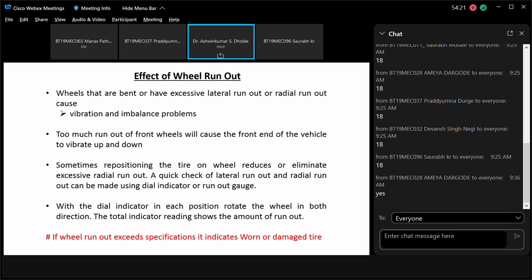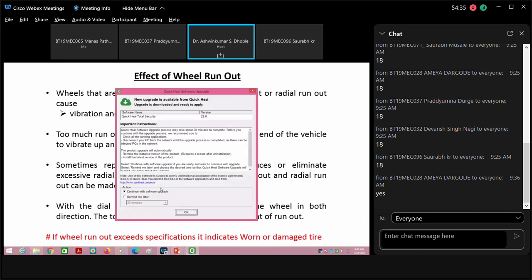With the dial indicator in each position, rotate the wheel in both directions. The total indicator reading shows the amount of runout. If wheel runout exceeds specification, it indicates worn or damaged tire.